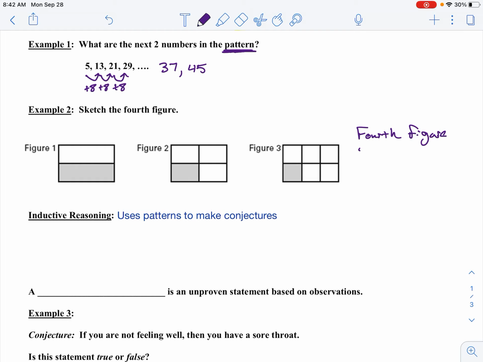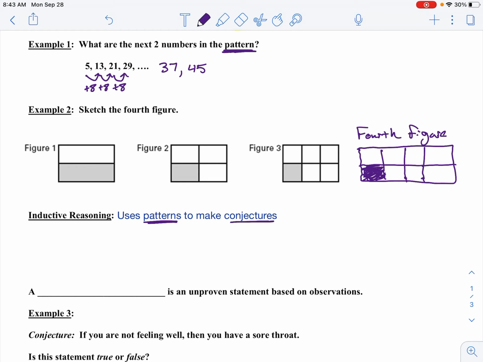So I'm going to use these observations to continue the pattern it gave me to work with. Let me show you what figure 3 looked like to me. I shaded it in, and to me, it just looks like they added on another column. So I'm using my observations and what I know about this pattern to predict the next one. And that's exactly what inductive reasoning is. It's using patterns to make conjectures.